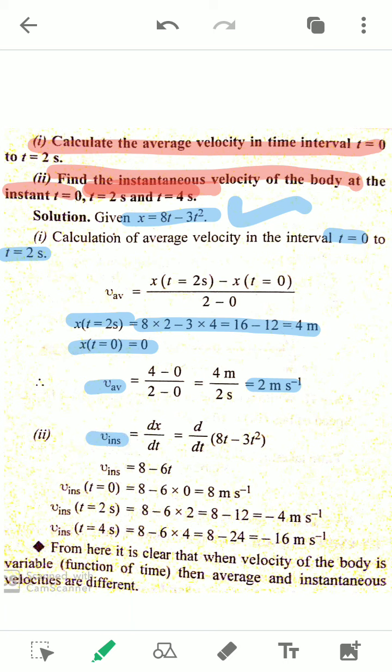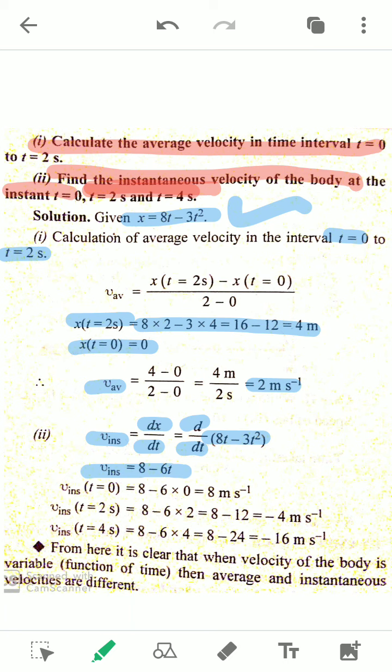V instantaneous will be equal to dx upon dt. Substitute the value of x, 8t minus 3t square. So again apply the differentiation rule: 8 is a constant times the differentiation of t, which is 1 by the power rule, so 8 into 1, minus the differentiation of 3t square, 3 constant, power forward, power minus 1, so 3 into 2t to the power 2 minus 1. So that solution is the instantaneous velocity.